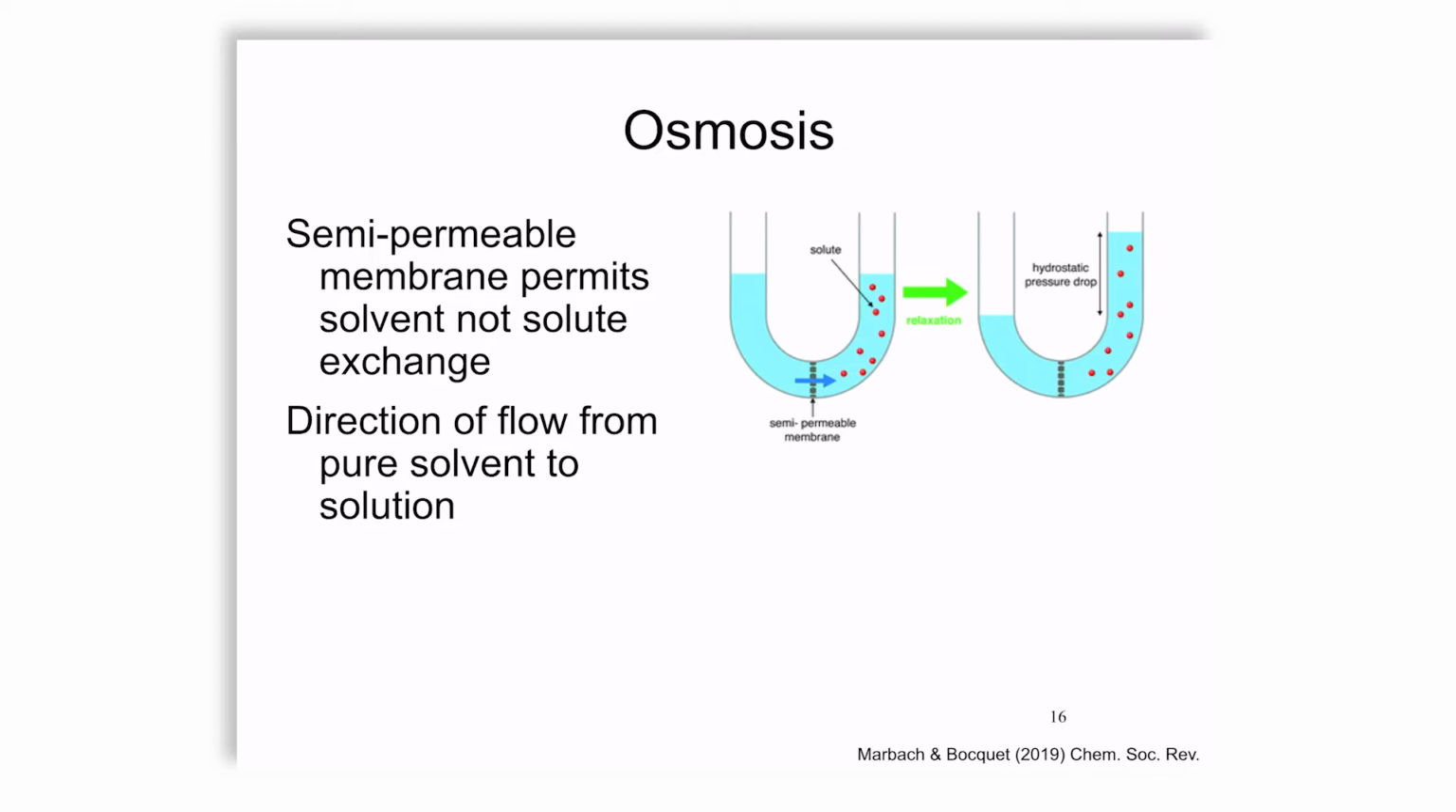And that is the fact that most biological organizations, the smallest being a cell, have a membrane that separates them from the environment. In fact, these membranes have a very peculiar property that they are semi-permeable. In other words, they permit solvents to be exchanged but not solutes, and the direction of flow then is from pure solvent into the solution.